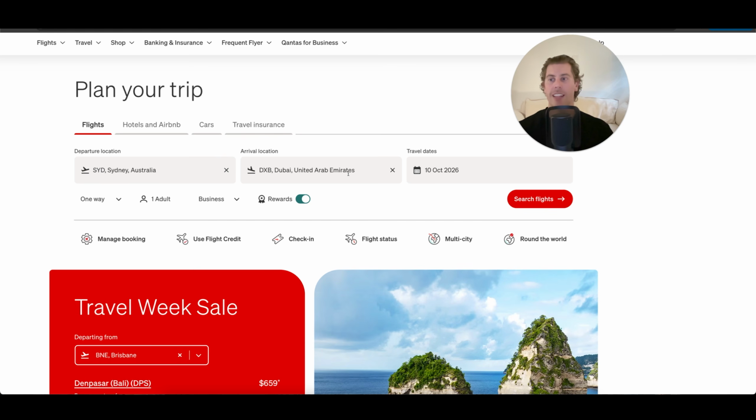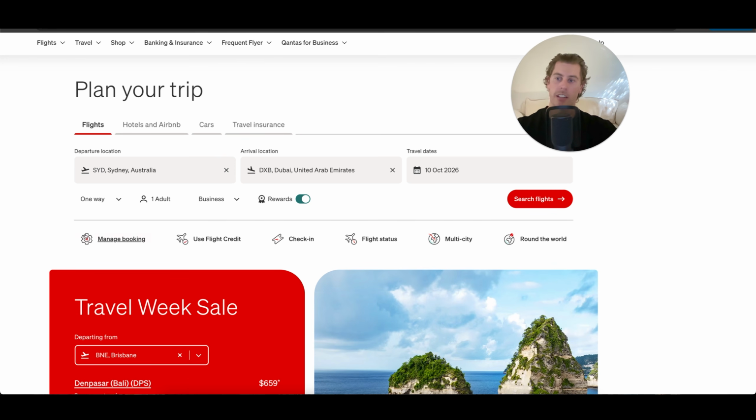If you want to apply this strategy on different types of flights, you'll want to look for those long-haul international business class flights, the flights that usually cost around $10,000. This sort of strategy is going to work best for them. So think flights to Dubai, think flights to America, think flights to Europe, any sort of long-haul international business class flight, you can apply this same strategy to them.